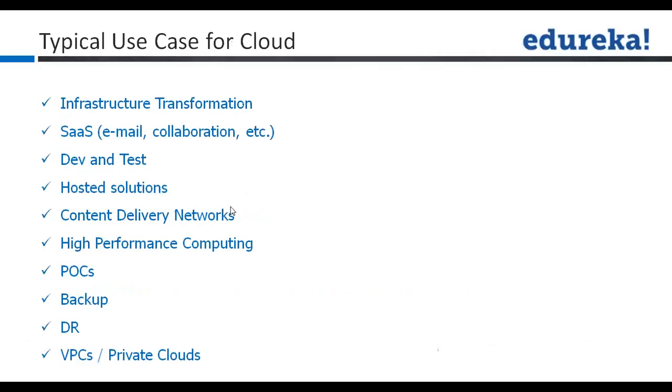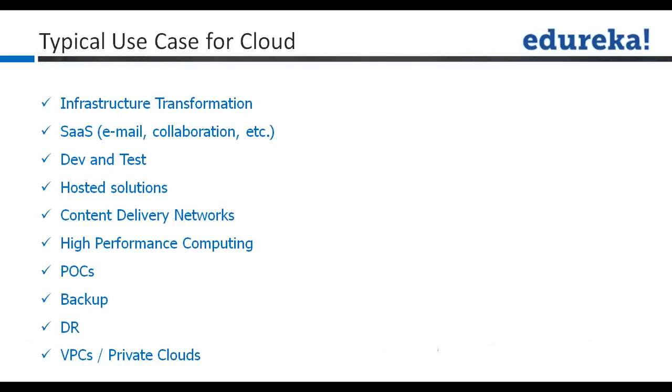A few use cases would be a typical use case where the cloud would be the right fit for you. So infrastructure transformation, where you want to transform your in-house IT to cloud computing. So all your storage services you want to move to the cloud, some of the servers you want to move to cloud. SaaS model, you want to take the Gmail service, like a WebEx service, GoToMeeting, the collaboration tool like Google Talk or something like that. So different kinds of scenarios.